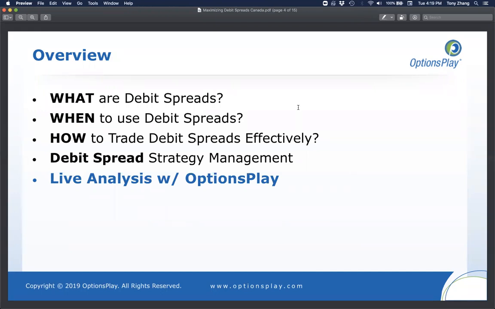So for those of you that are brand new to debit spreads, I'll also do a very brief introduction of just buying a call or a put, because a debit spread is really graduating from buying calls or puts into a slightly more advanced strategy. But to really understand debit spreads, you have to first understand buying a call and buying a put.